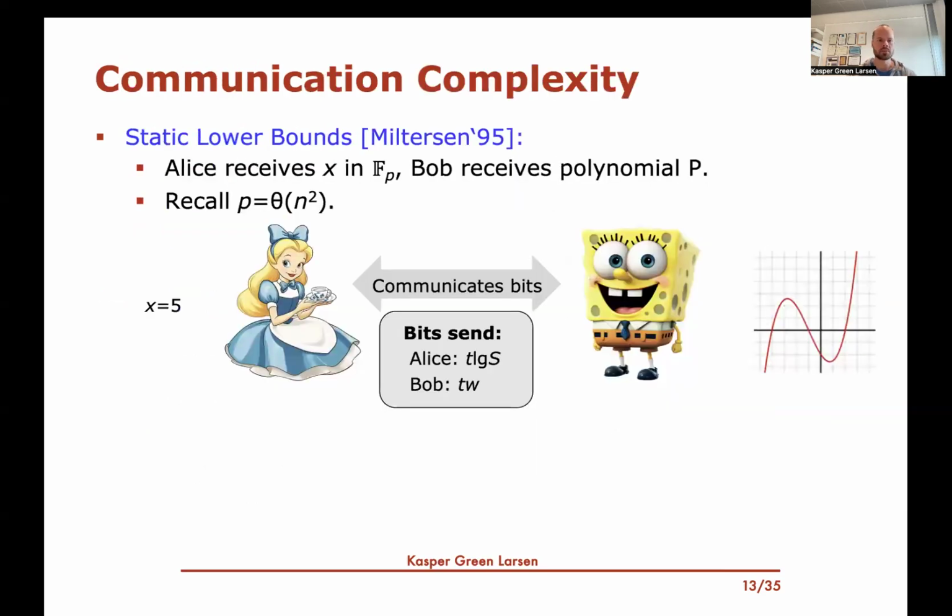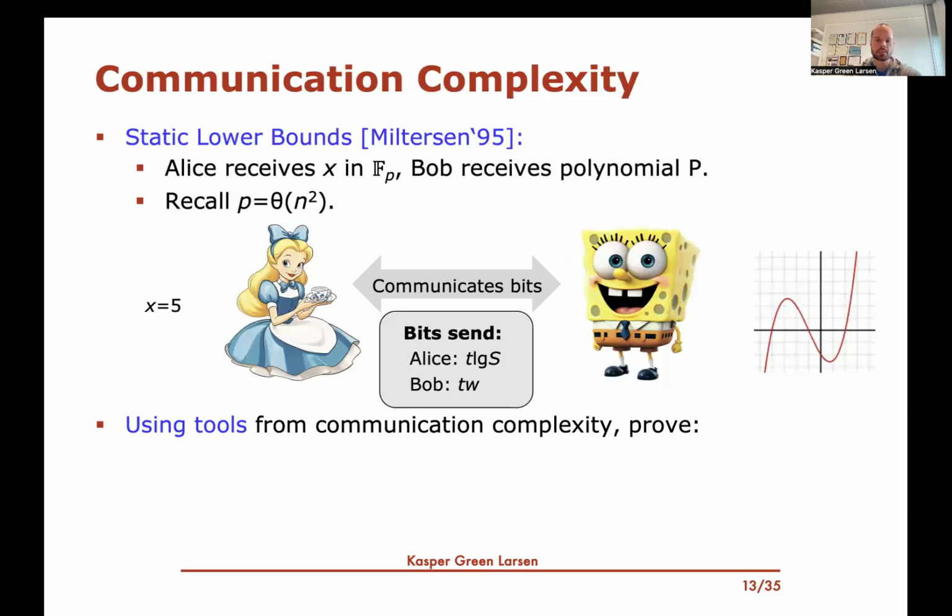Right. So back to this communication game between Alice and Bob. Now, if we want to prove a lower bound for polynomial evaluation, then Alice receives a query, which is an element of the finite field F7 or Fp in general. So maybe Alice receives x equals 5. Bob receives a polynomial as input, a degree n minus 1 polynomial with coefficients over Fp. And we're assuming that this prime is around n squared large.